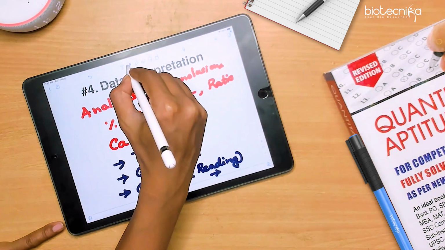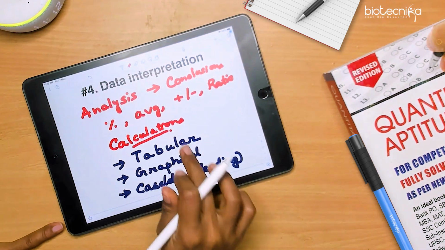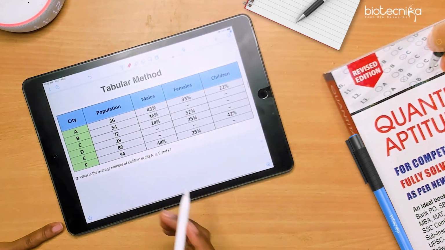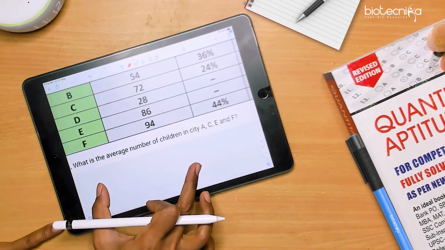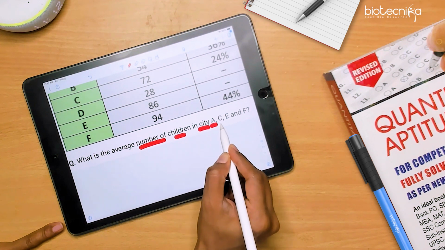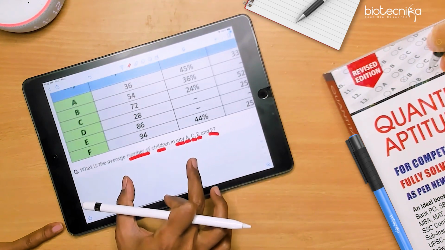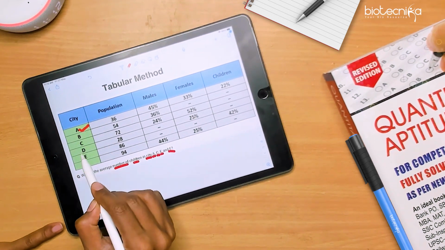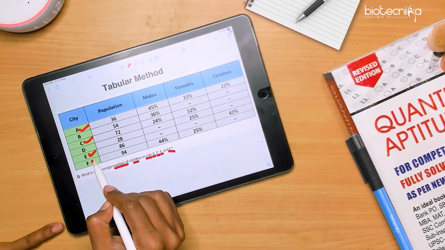So let's have a look at the tabular form, how it looks. This is one example which I have taken for the tabular form. What is the average number of children in city A, C, E and F? Here they have given some cities, and they are asking for A, C, E and F.